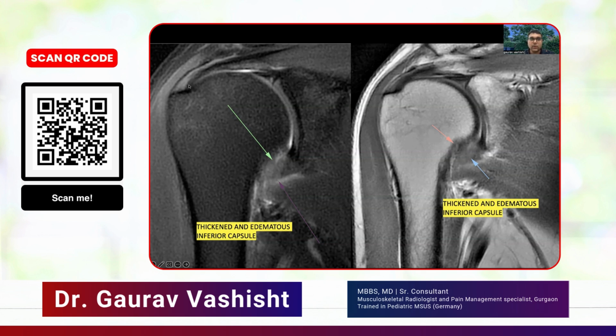Along with that, we can see the rotator cuff, the supraspinatus tendon inserting on the humeral head. This is a subacromial bursal fluid. The labrum has a small hyperintense bright signal, and this is the articular cartilage.